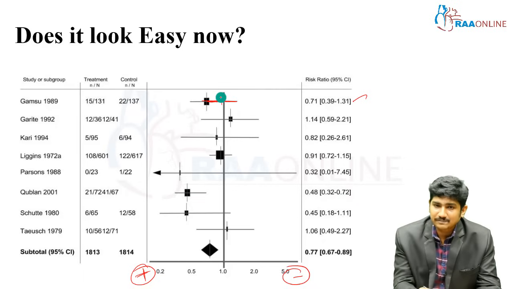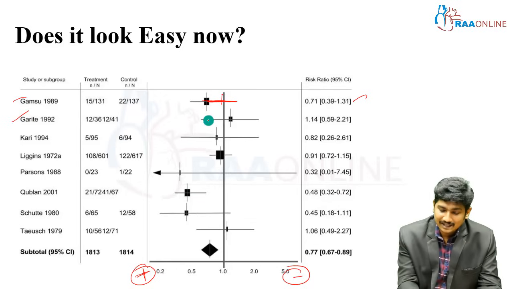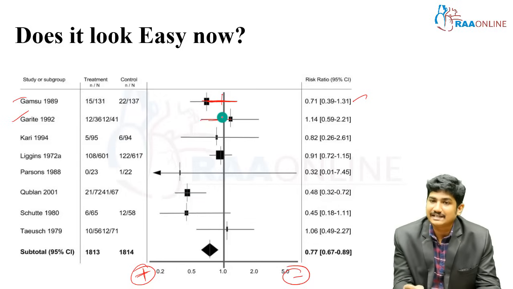Now study 2. What does study 2 tell you? That it is conducted with a relatively small group of population, right? The box is small, and the result says that this intervention is negative, harmful, but I will not be able to consider this also because the 95% confidence interval is touching the null line. So this also is statistically insignificant.